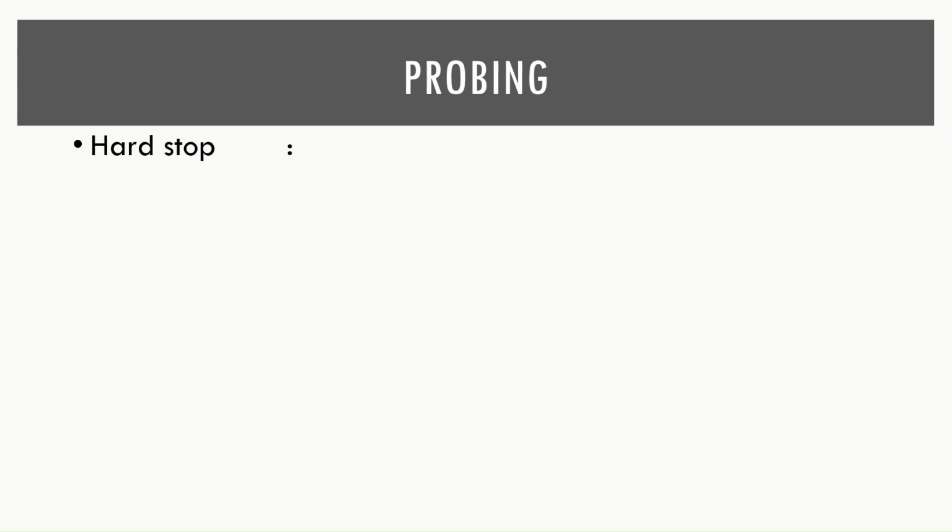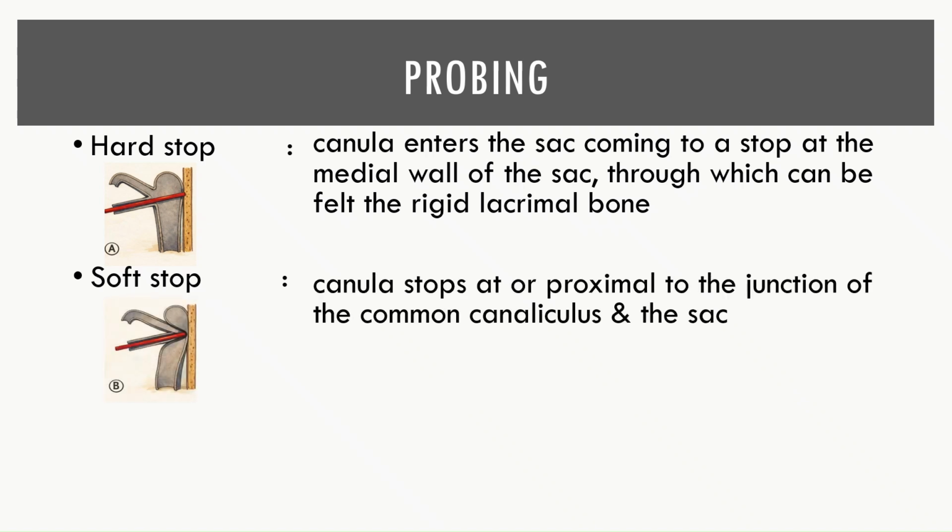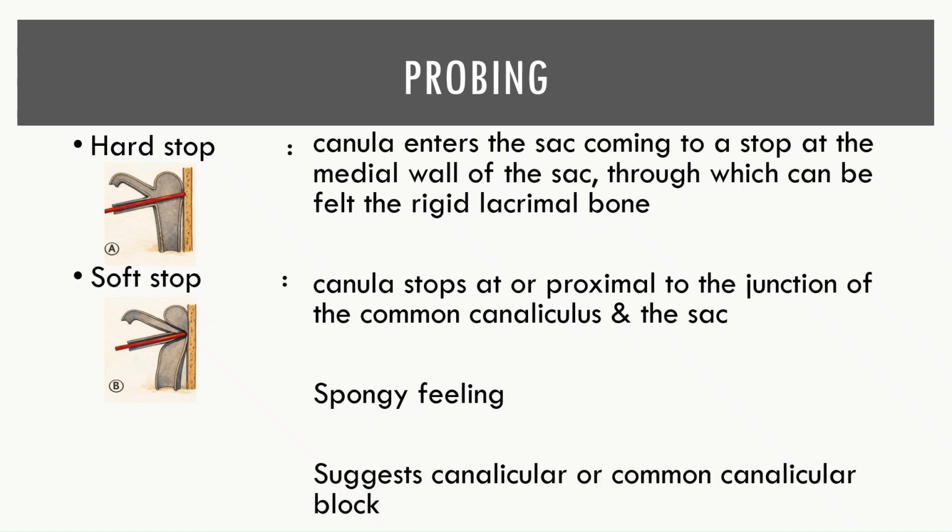During probing, a hard stop indicates that the probe has reached the lacrimal bone and the canaliculus is patent. A soft stop suggests that the cannula stops at or proximal to the junction of the common canaliculus and the sac. It gives a spongy feeling. It suggests canalicular or common canalicular block.